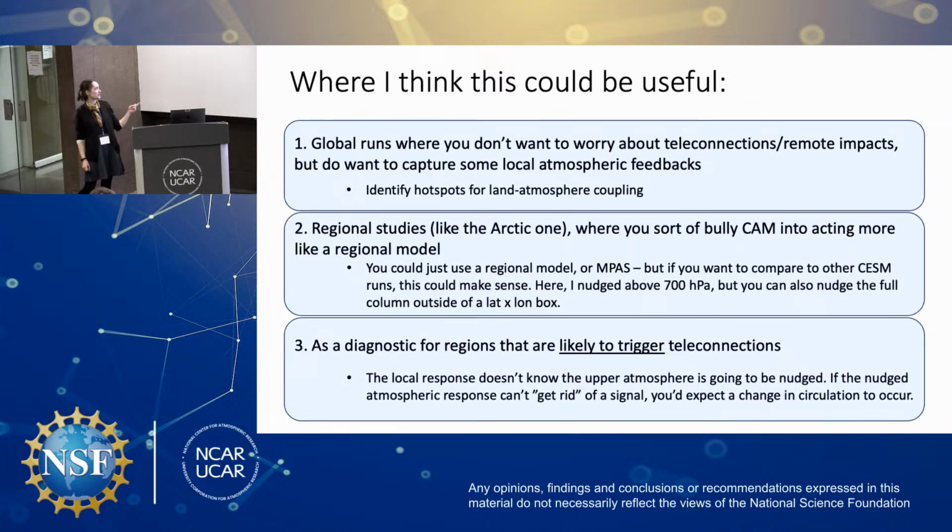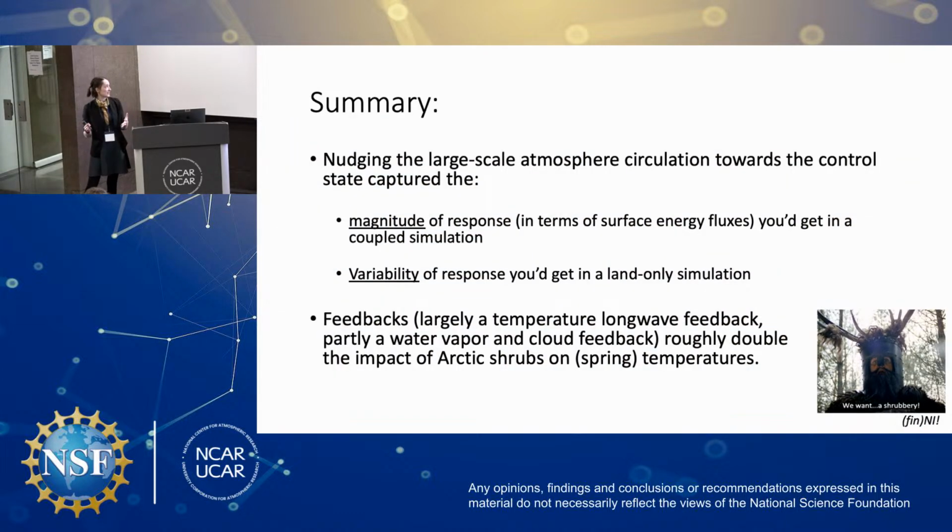And what I'm really excited to do is use this as a diagnostic to identify regions that are likely to trigger teleconnections. If you run a nudged simulation like I did, and you force it to act like a global boundary layer, and then you look at the total column energy budget, if the local lower atmospheric response was capable of dealing with the change in the land surface, and the energy budget of the full atmospheric column looks fine, great. It's probably not going to trigger a change in circulation. But if that local atmospheric response could not handle the change in the land surface, that's probably an excellent candidate for locations that would be likely to trigger a large-scale teleconnection. So somewhere you might want to investigate down the road.